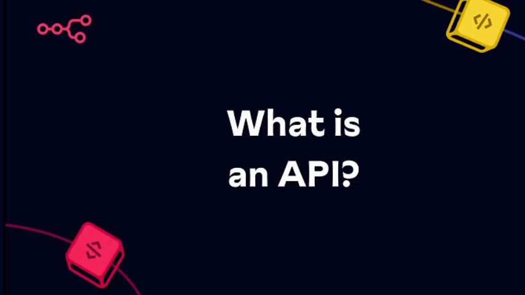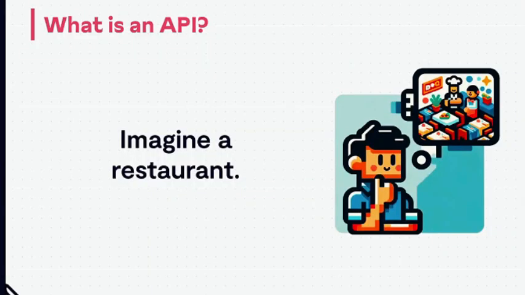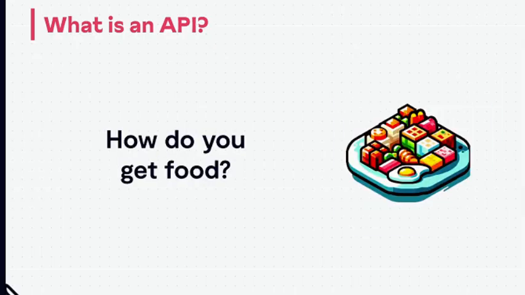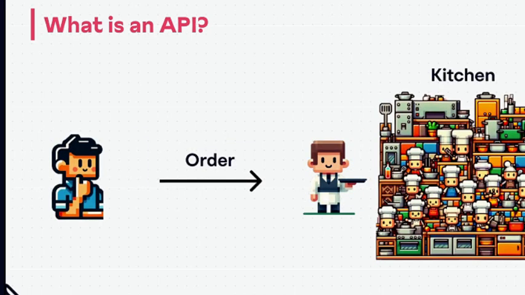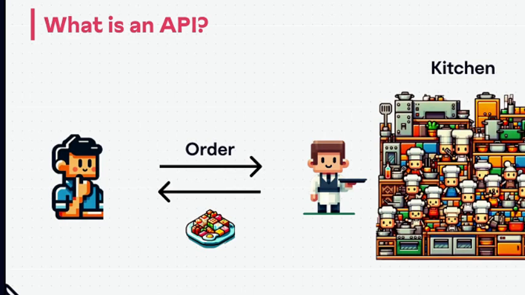features associated to them. So imagine you're sitting at a restaurant. You go and you sit at a table. How do you get food? Well, you ask a waiter, and the waiter is going to take your order and bring it to the kitchen. Once the kitchen is done preparing your food, the waiter will bring back your food to the table. This is very, very similar to how an API works.